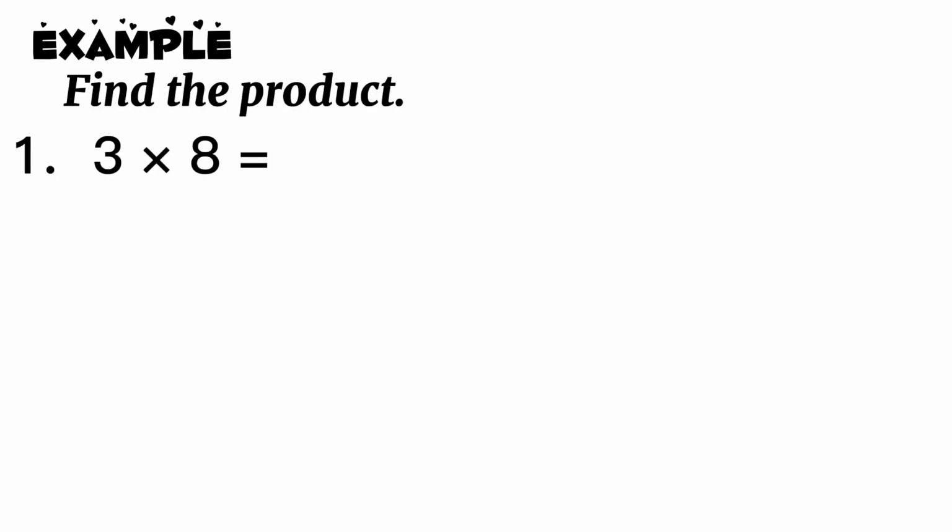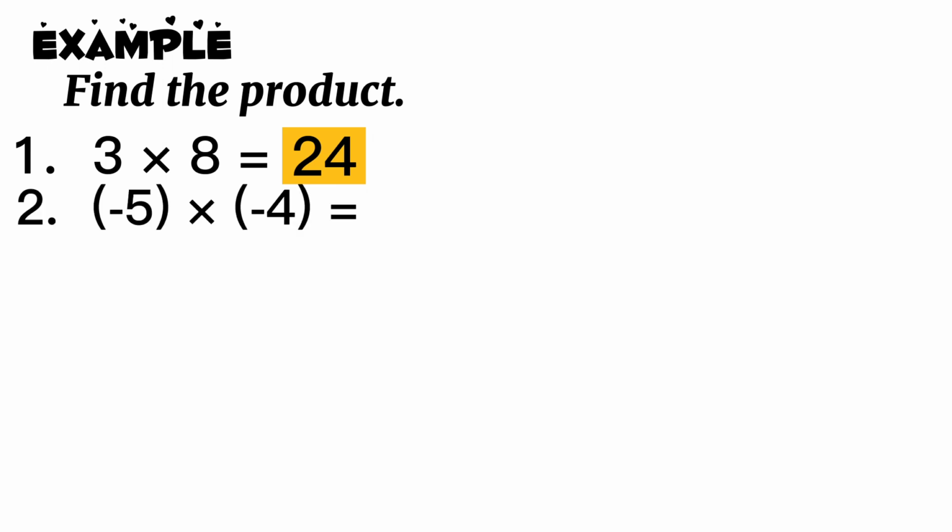Find the product. Number 1, positive 3 times positive 8. As you can see, pareho silang positive, then we will use rule number 1. So, positive 3 times positive 8 is equal to positive 24. Let's proceed to number 2, negative 5 times negative 4. This time, pareho silang negative. We will use rule number 1. So, negative 5 times negative 4 is equal to positive 20.